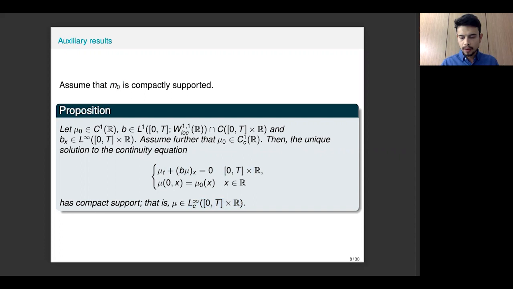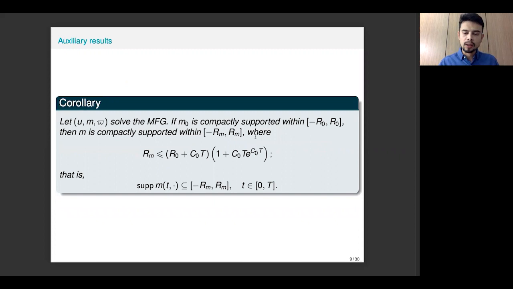And now we can switch to the mean field game system and obtain, using the previous result, the following. If you consider the solution m of the mean field game system, you can bound its support for the time horizon using only constants that come from the problem data. What is the advantage of this result?